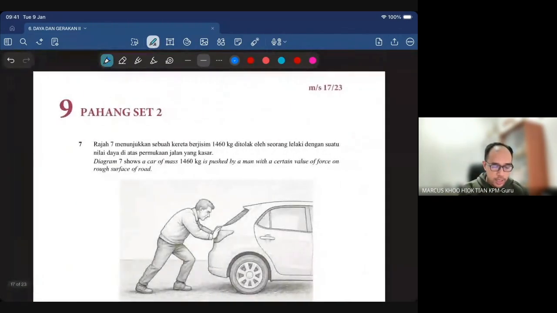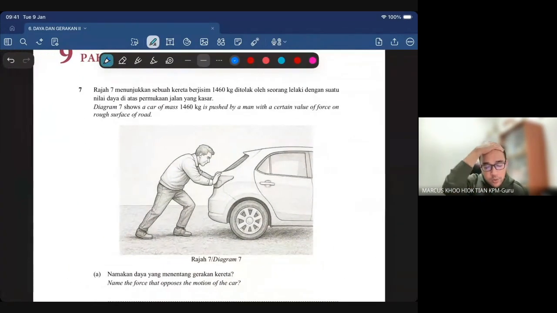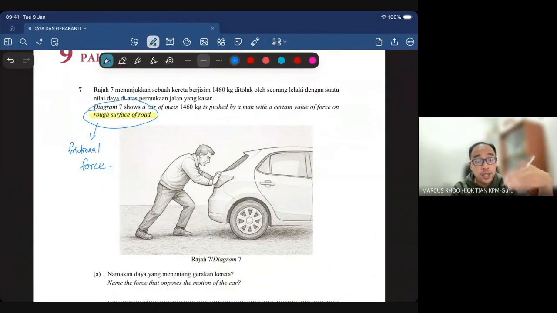Okay, next. Diagram 7 shows a car of mass 1460 kg pushed by a man with a certain value of force on a rough surface of the road. This is an important statement. I don't know whether it has relevance to the question later, but whenever you see a rough surface, it means there is frictional force. The opposite of a rough surface is a smooth surface. If you see the words smooth surface, it means that there is no frictional force.